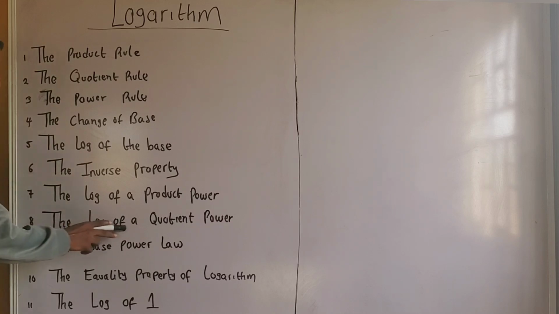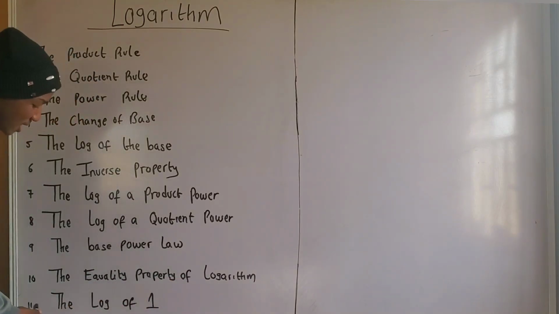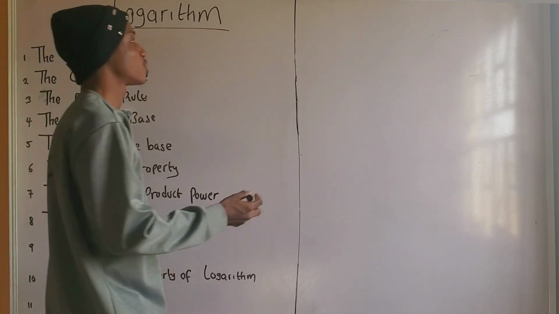8th, the log of a quotient power. 9th, the base power law. 10th, the equality properties of logarithm. Then we have the 11th, the log of 1. Okay, let's start with the product rule.